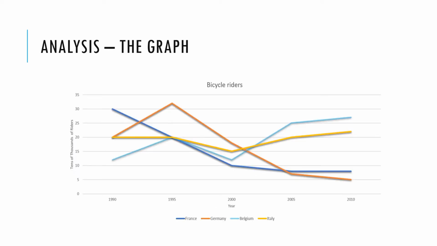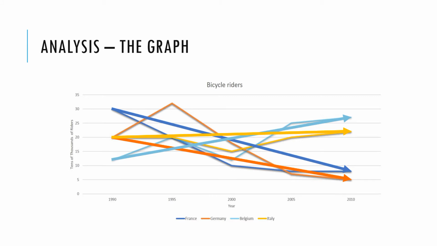Let's move on to analyzing the graph. When we're analyzing a graph to find our main trends for our overview, all we look at is the first year and the last year of the period shown. If we have a look at Belgium in 1990 to 2010, we can see that there is a straight line. This is the trend that we're looking for. The same can be said for Italy. We can see that there is an increase, however, it's a slight increase. And both Germany and France experienced decreases over this period.